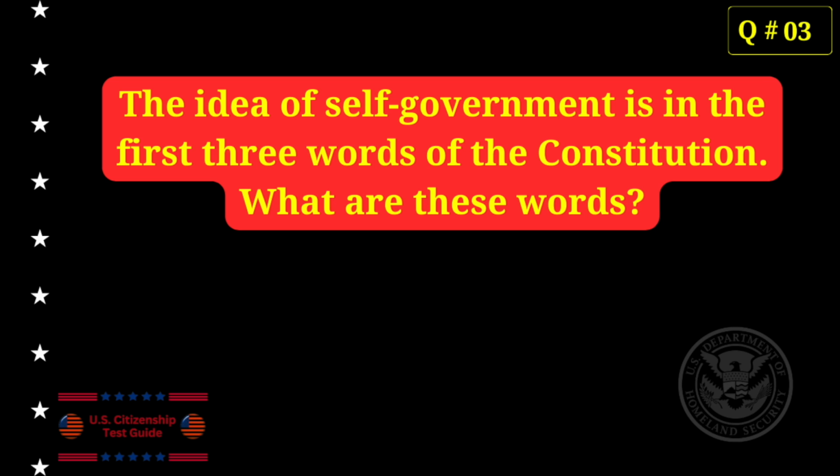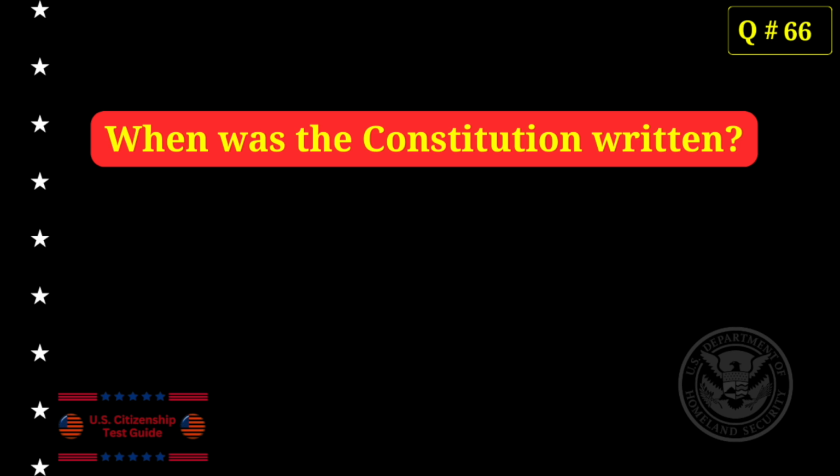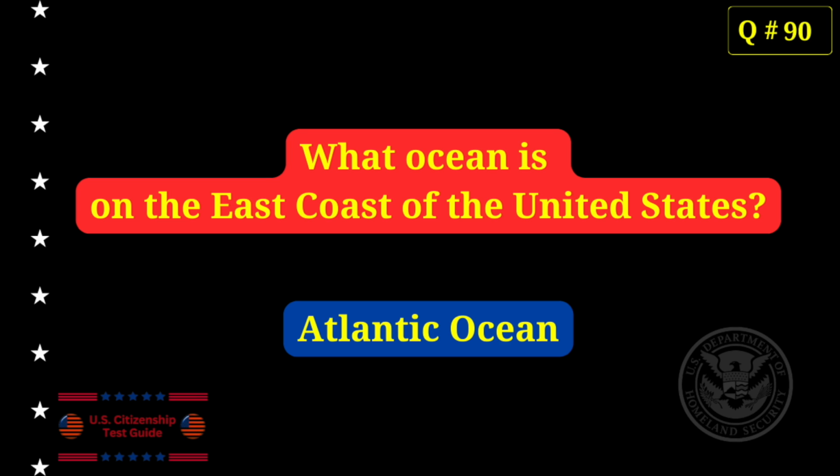The idea of self-government is in the first 3 words of the Constitution. What are these words? We the people. When was the Constitution written? 1787. What ocean is on the east coast of the United States? Atlantic Ocean.